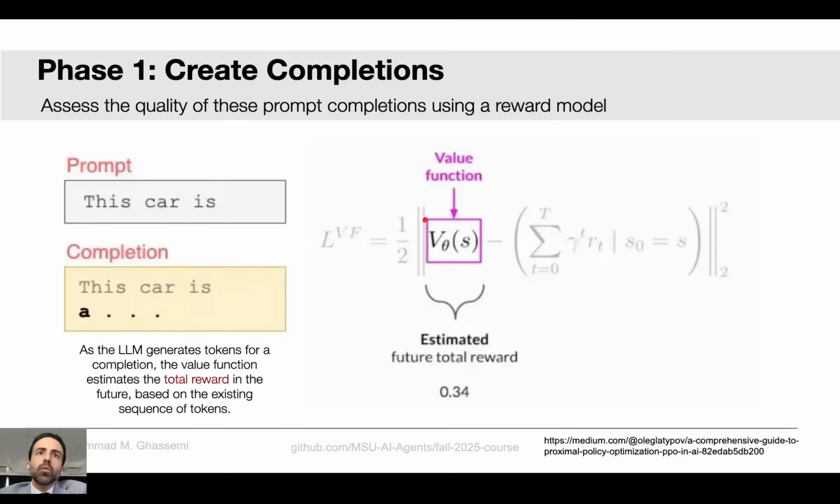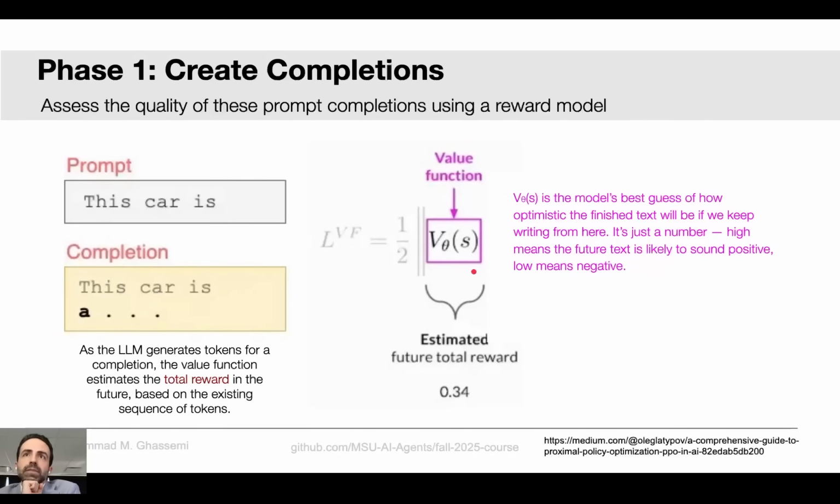What that value function intends to do is estimate the total reward in the future. So this car is A, and based on me putting the next word A here, based on everything that may follow in the future from this, it's trying to figure out how good the placement of the word A is. Now, obviously, what's really going to matter here is how you define very specifically the value function.